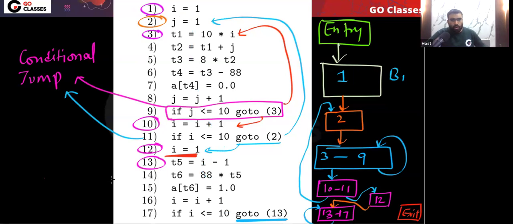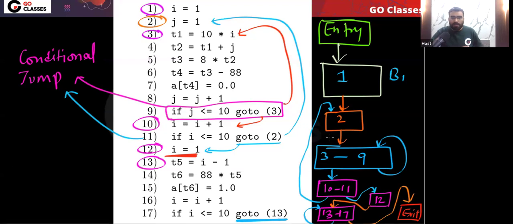exit in this entire program? Just tell me. In this entire program, from which basic block can you go to the exit node? Very simple question I'm asking you. From which instruction, from which basic block can you go to exit? The only possibility is this 17. Yes or no? Is this clear?